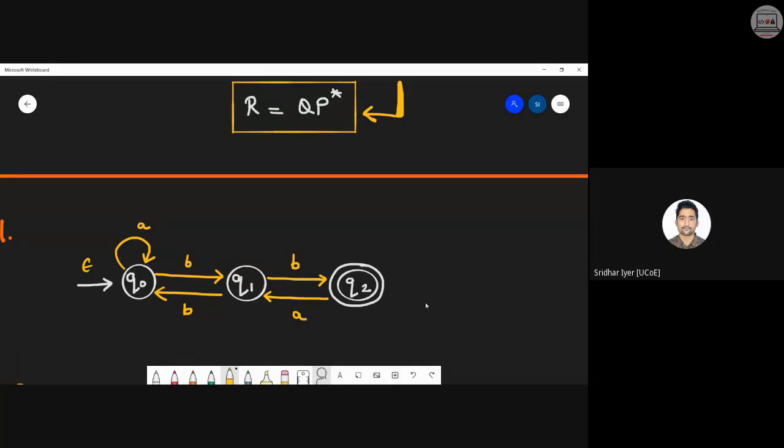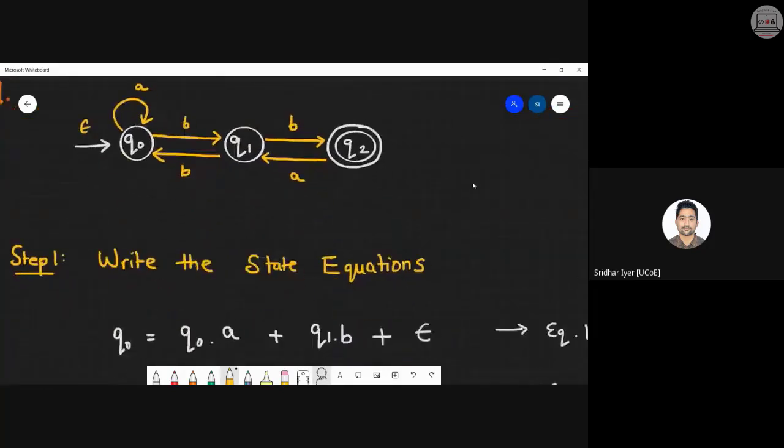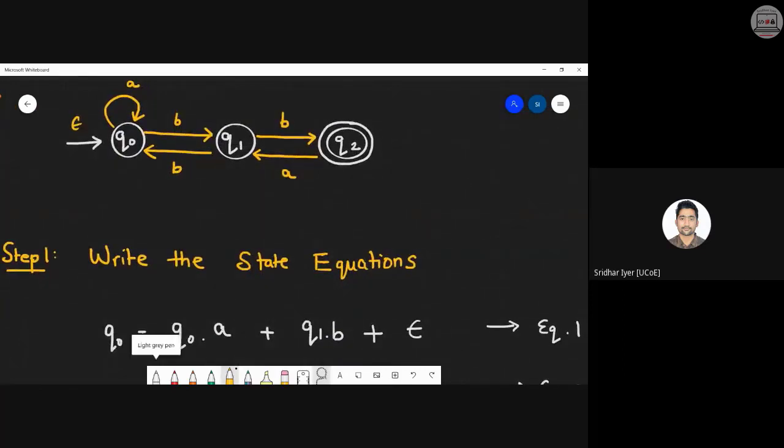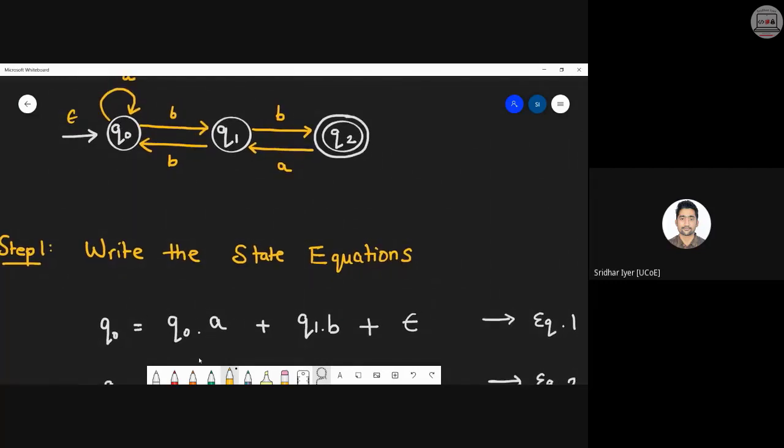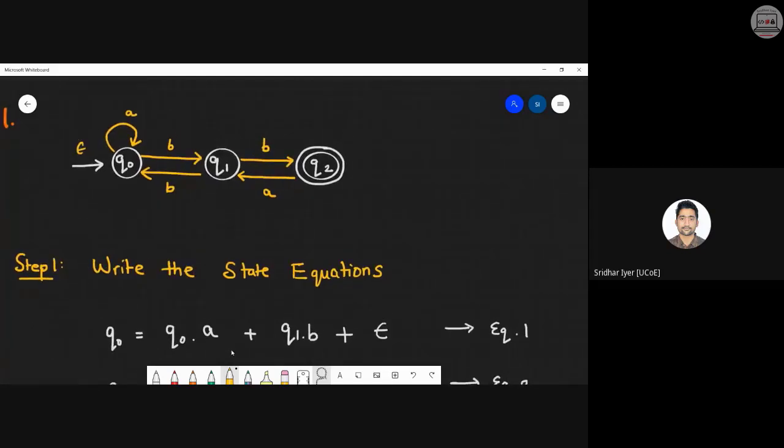So what you have to do is first look at the incoming transitions of each state. Now Q0 has an incoming transition from Q0 itself, so we need to write the state equation like this. Have a look clearly. Q0 is nothing but Q0A. Why? Because it is getting the input A from the state Q0 only. Similarly, the next input it is receiving is from Q1 and that input is B. That is why we have written Q1 dot B plus epsilon, because it is the start state. That's why we have added the epsilon over here.